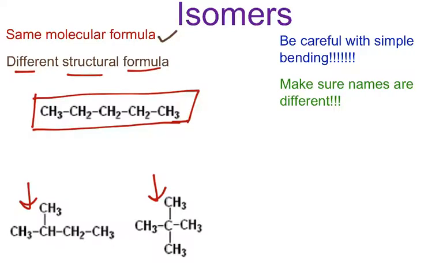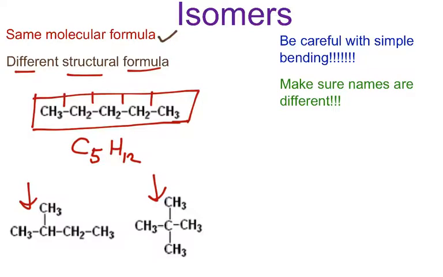Now pentane's molecular formula is C5H12. I know that because it's an alkane, because it's only single bonds between the carbons. So the general formula would be CnH2n+2, which is on Table Q, if I'm not mistaken.